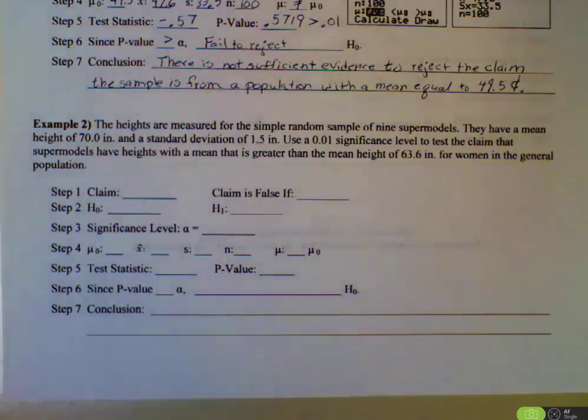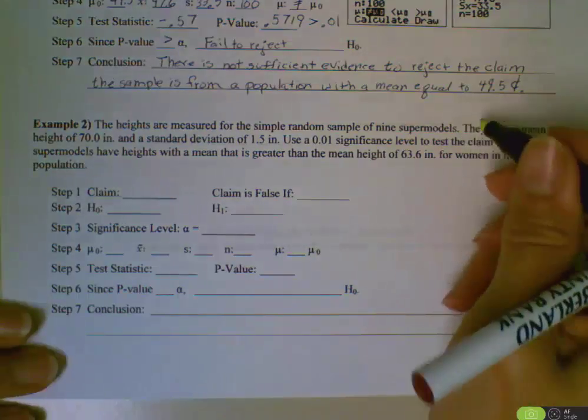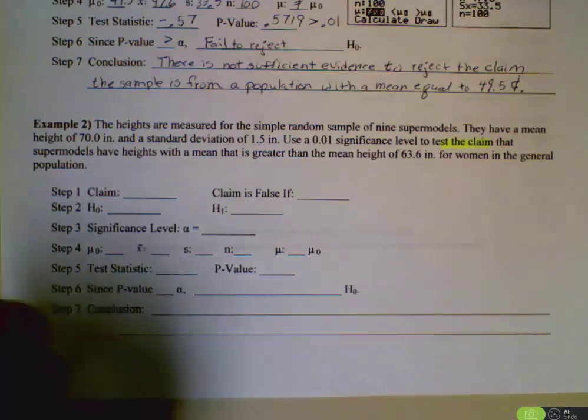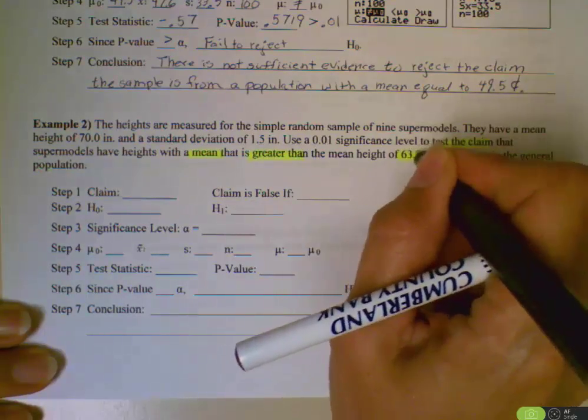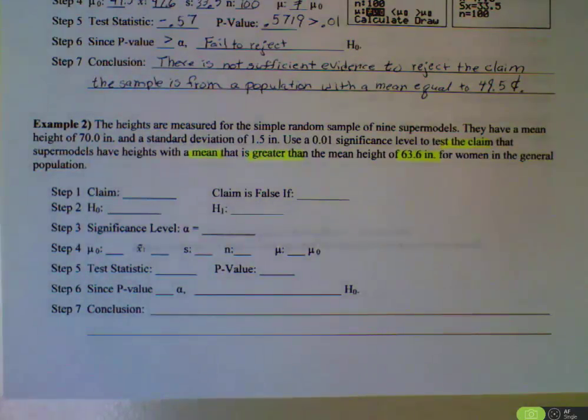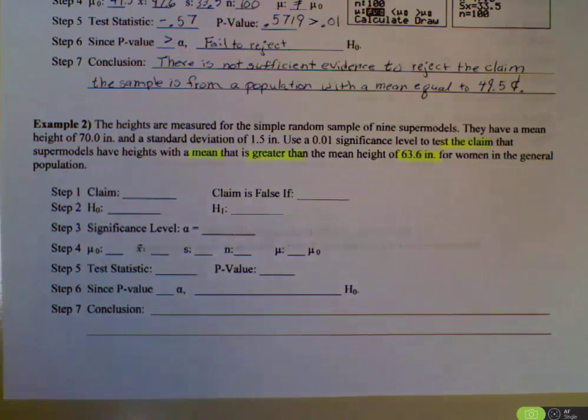Use a 0.01 significance level to test the claim that supermodels have heights with a mean that is greater than the mean height of 63.6 inches for women in general. So perhaps this claim is being made by some disgruntled short person who's frustrated because she can't be a supermodel, and she's saying it's discrimination that you have to be taller than average in order to be a supermodel. Is there proof that you have to be taller than average to be a supermodel? Well, that's what the test is about.